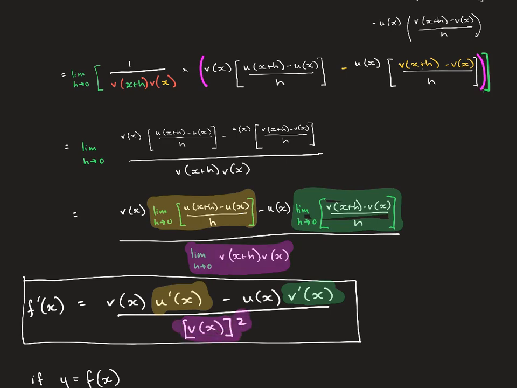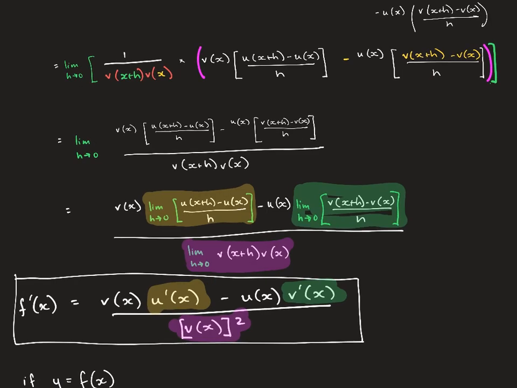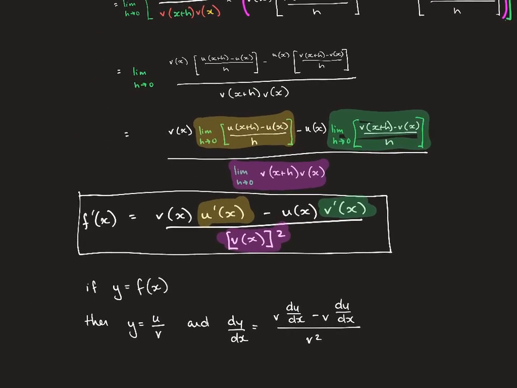And then if I write that whole thing using y instead of f of x, so if y is equal to f of x, then f dashed x is dy dx. And v times u dash becomes v du dx, minus u times v dash becomes minus u dv dx, all over v squared, which is our quotient rule from our formula sheet.